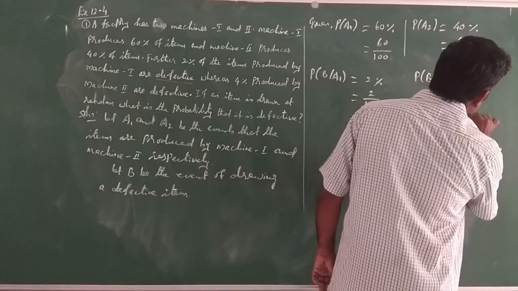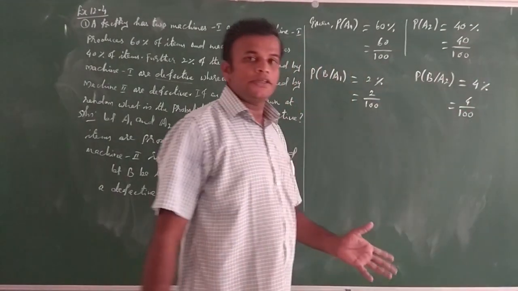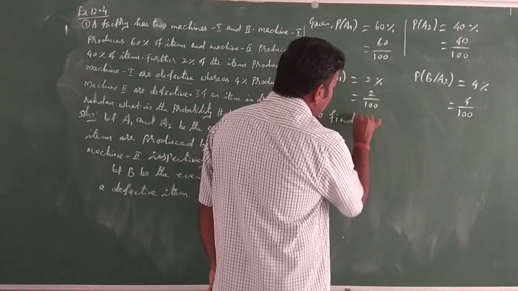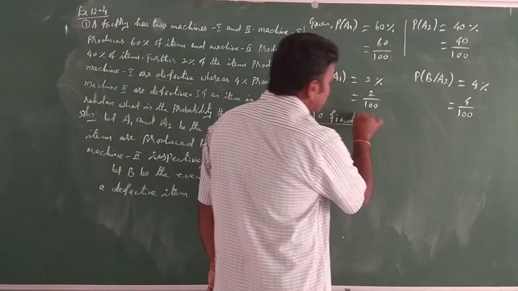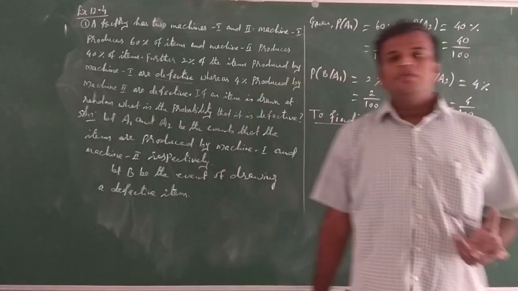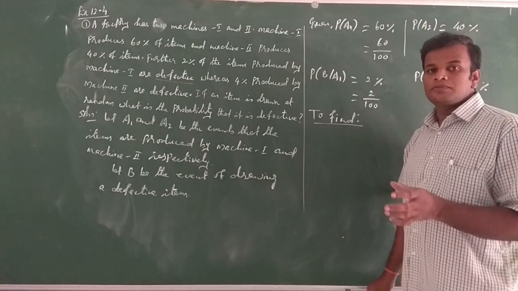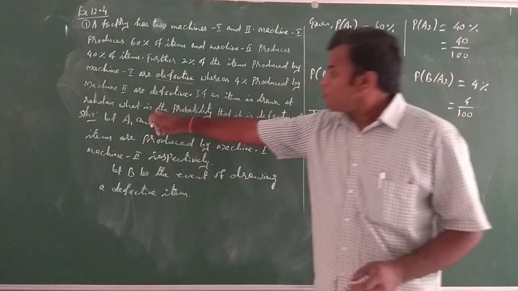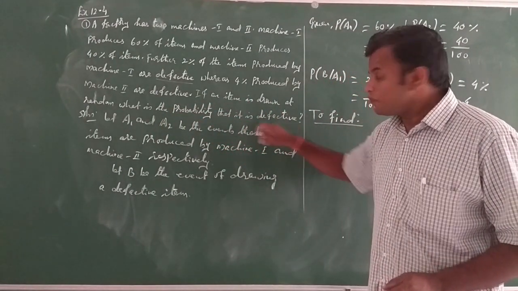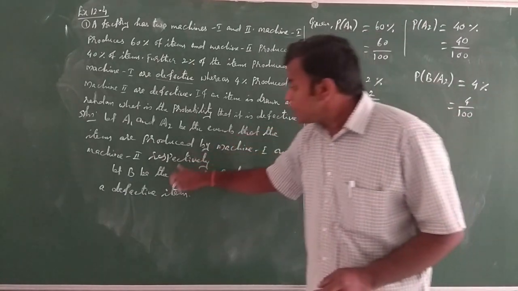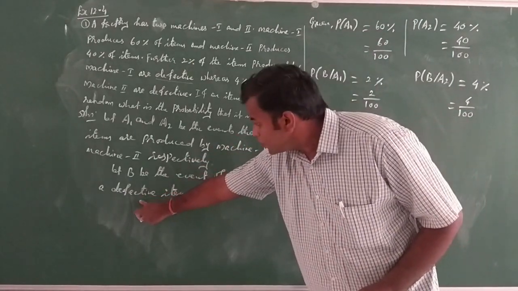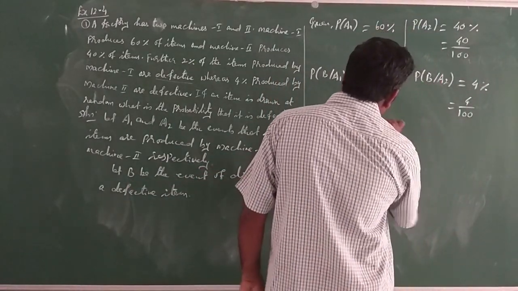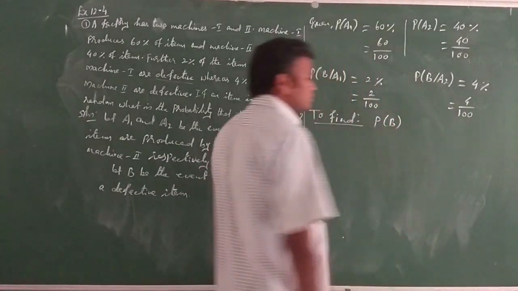We write 4% is also 4 by 100. Now what is our question? To find the value, this is important. It's given in words, and we converted it into symbol form. Now we find: if an item is drawn at random, what is the probability that it is defective? We take the name of the event, it is defective. The defective event name is B. So we need to find P of B.